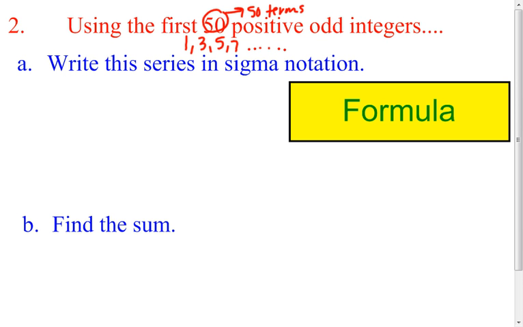Okay? I want to sum the first. It doesn't mean that the last one is 50. It means that there's 50 numbers on the list. I want you to do sigma to do this.